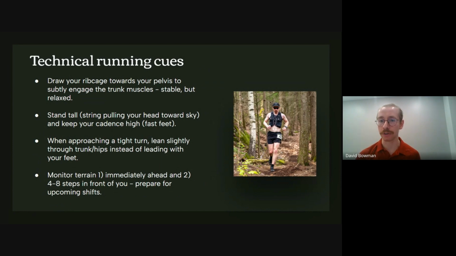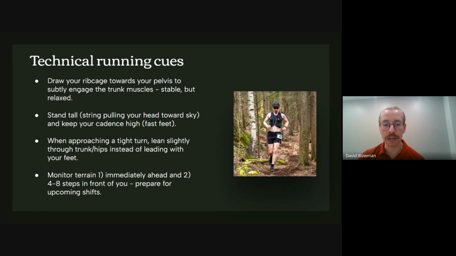And you can even try it when you're seated here in your chair at home. And what this is going to do is it subtly engages the trunk muscles. So it's keeping us stable, but still relaxed in a way that's not overly tense. The other cue that we can think about is trying to stand tall while we maintain this core contraction, like a string that's pulling our head up towards the sky. And again, for the third time on our third set of terrains, we want to keep our cadence high. We want to have really fast feet and move our feet through the terrain as quickly as we can.